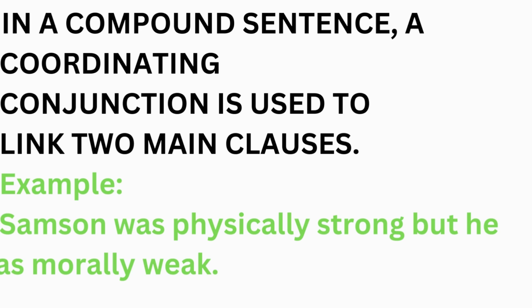So here we have two main clauses, and these two main clauses are linked or joined by the coordinating conjunction. We call this CC. But is a coordinating conjunction. So that is the rule here. In a compound sentence, a coordinating conjunction is used to link two main clauses. Okay? That's exactly the way it is done.